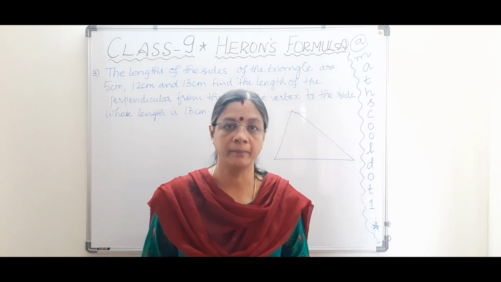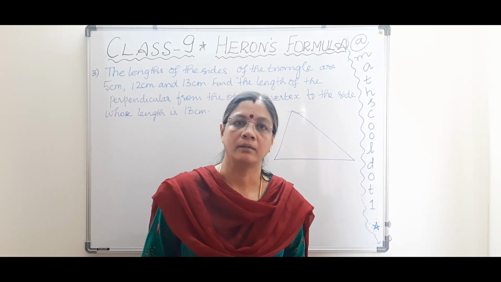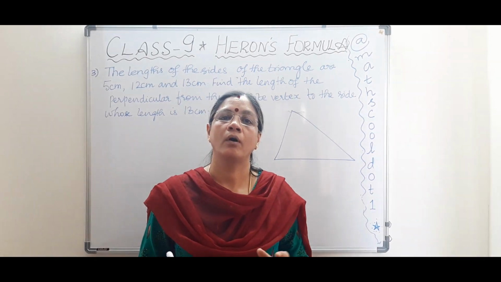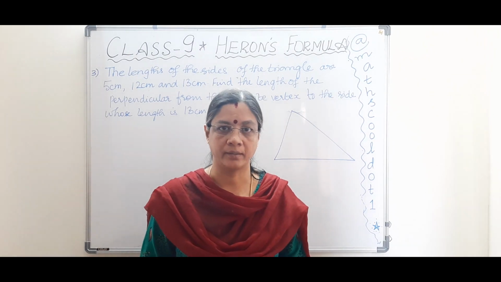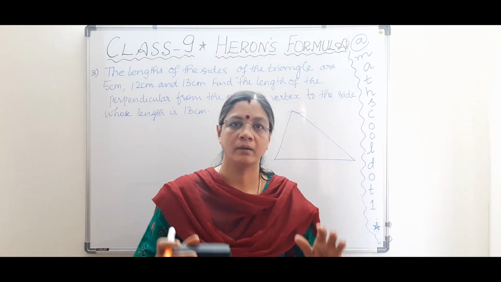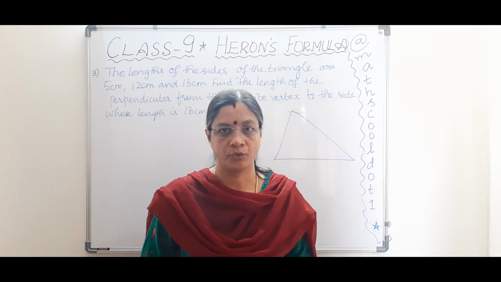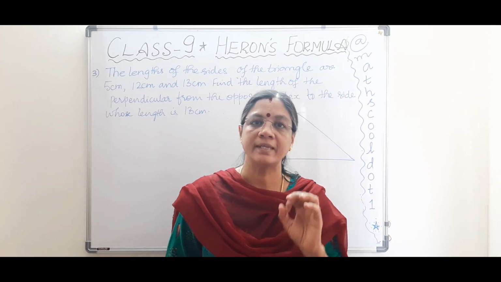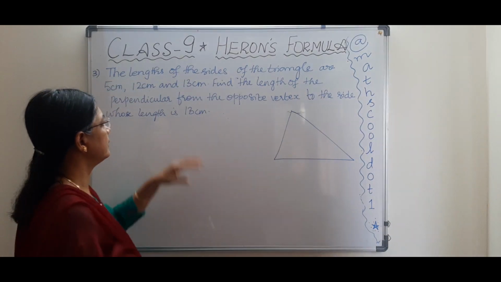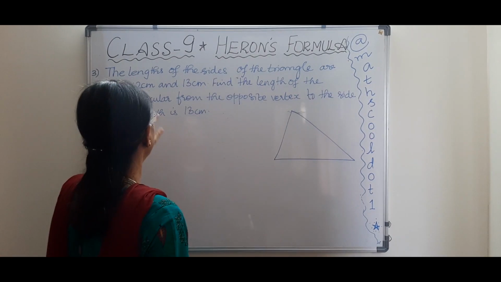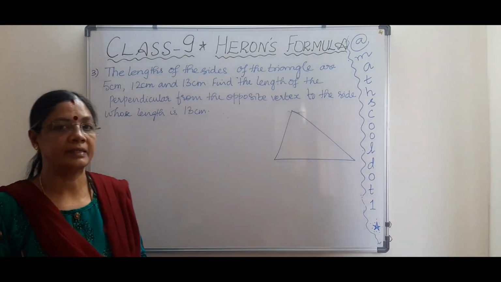or any other shape, or any other polygon in particular, that is for quadrilaterals like parallelogram, trapezium, or it can be a kite, or it can be any shape which can be divided into triangles. Okay, so if it can be divided into triangles, then the area of the whole figure can be found out using Heron's formula. So you just need the three sides of the triangle. Okay, so the three sides of the triangle are given. Find the length of the perpendicular from the opposite vertex to the side whose length is 13 centimeters.